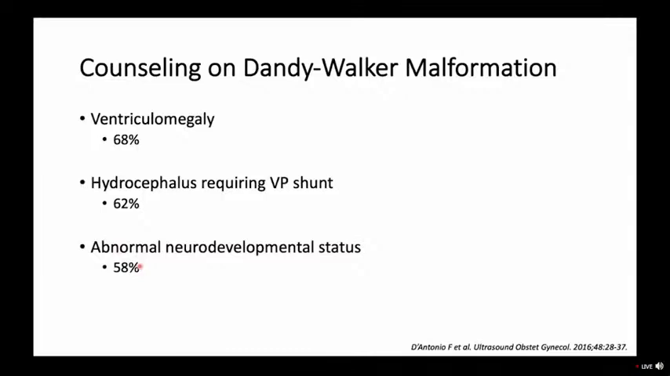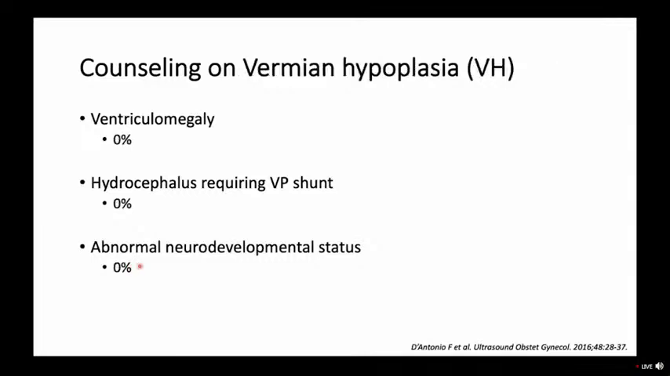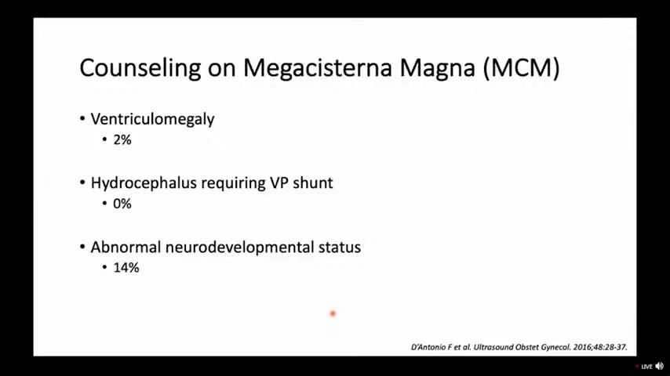Dandy-Walker malformation, poor prognosis. What about vermian hypoplasia? Just that little absence of the vermis. Interestingly, these babies actually don't develop ventriculomegaly. They don't require shunts, and they don't really have any IQ deficit. So having a little bit of absence of the vermis, according to D'Antonio, is not harmful to the baby. So the prognosis is predicted by the lesion, and it's super important that we maintain accurate diagnoses for our patients.